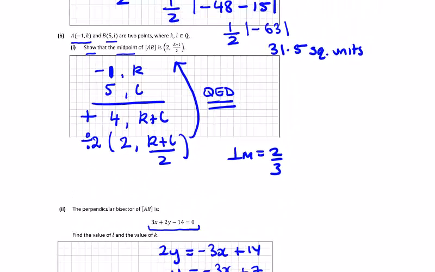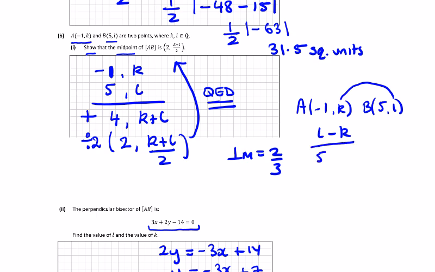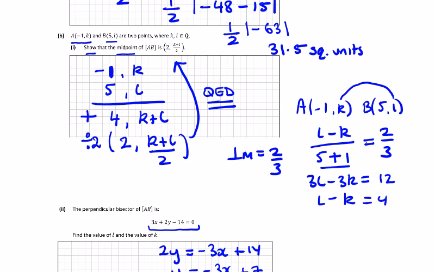So if we use that information and we take the points A (minus 1, k) and B (5, l), the change in y is l minus k, going y2 minus y1, and the change in x is 5 minus minus 1, and this is their slope, so this is going to be equal to 2 over 3. So we should be able to form an equation now in L and K. 3L minus 3K is equal to 6 by 2, which is 12. So L minus K, we divide by 3, will be equal to 4.